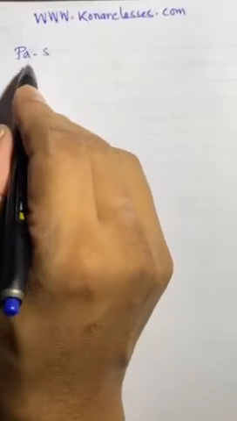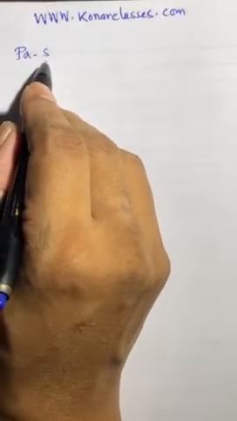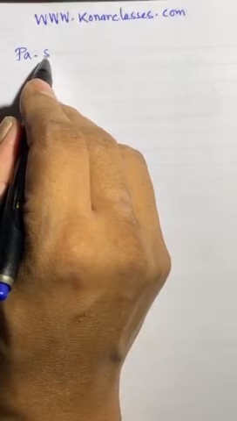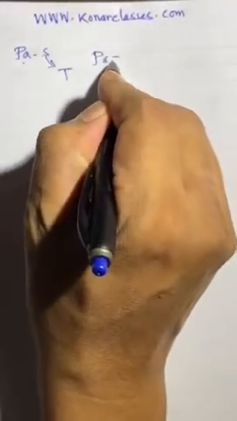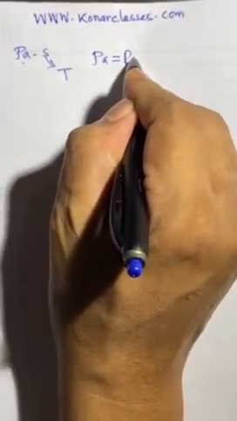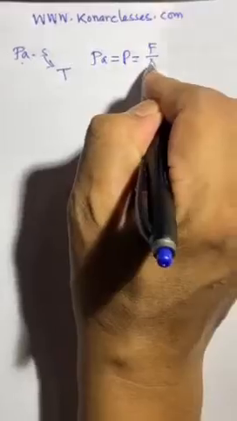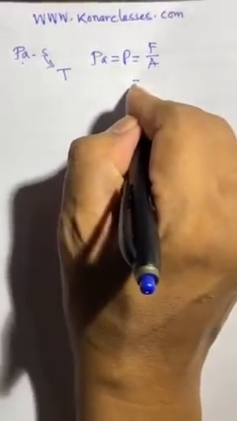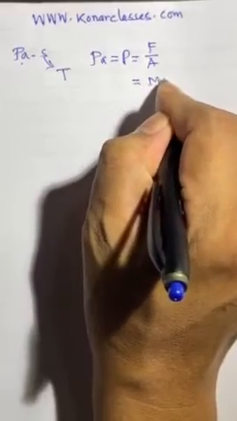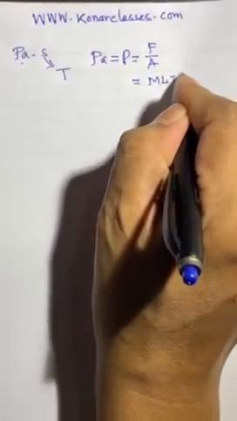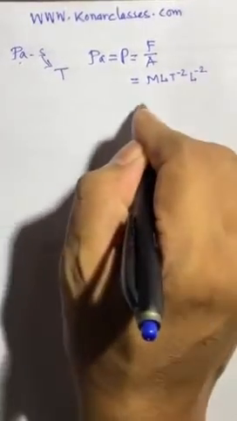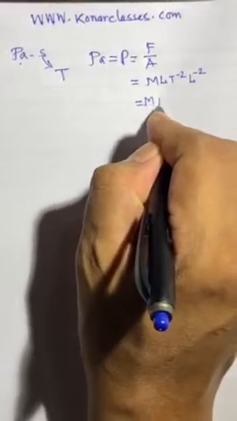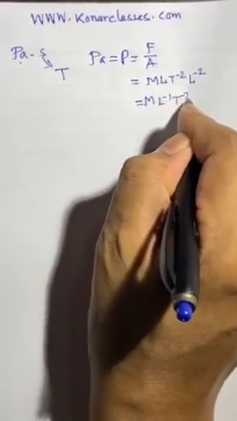So first one is Pa.s. What do you mean by Pa.s? That is the first question. Wherever you see s, that signifies seconds, which means it will be T. Pa is the pressure, so Pa, pressure, or we can denote it as P, is equal to force by area. And force means mass into acceleration. Acceleration means length t to the power minus 2, and area means length to the power minus 2. So Pa is coming m l to the power minus 1 t to the power minus 2.